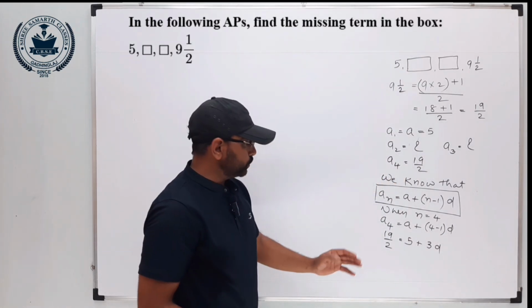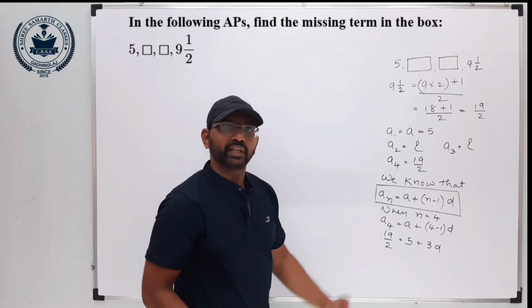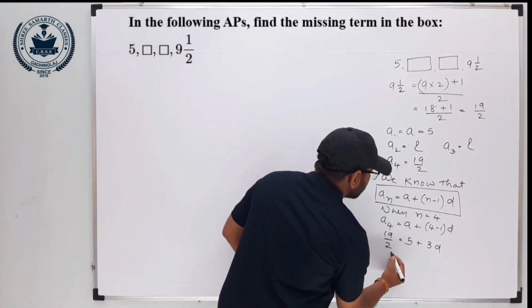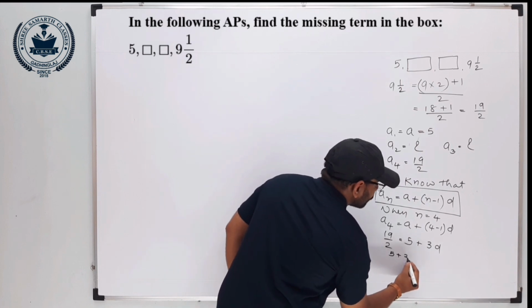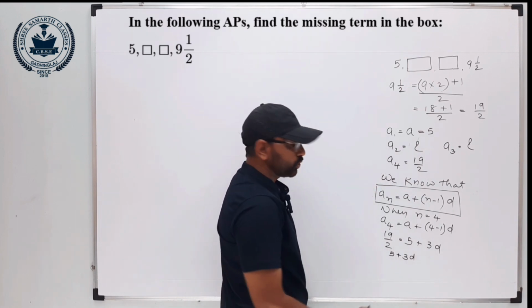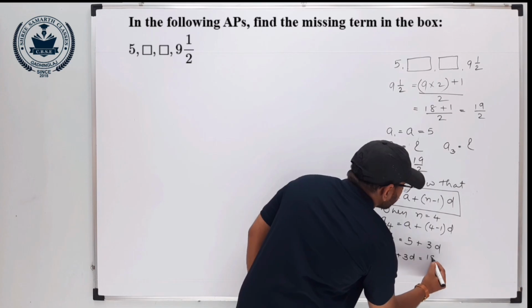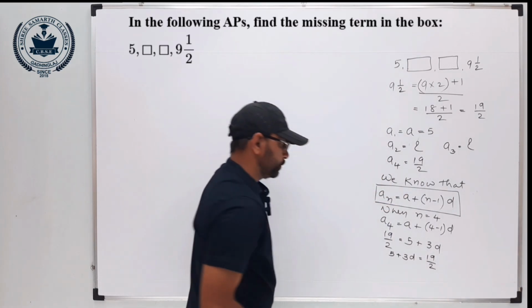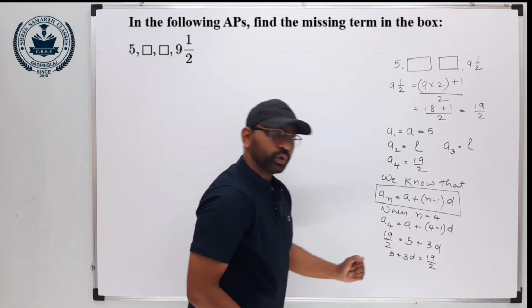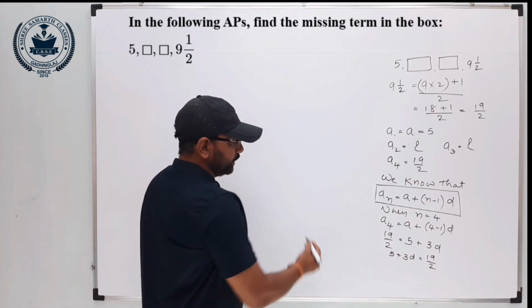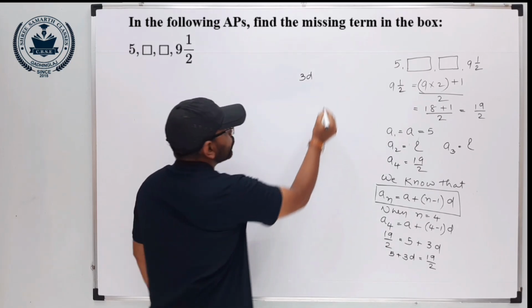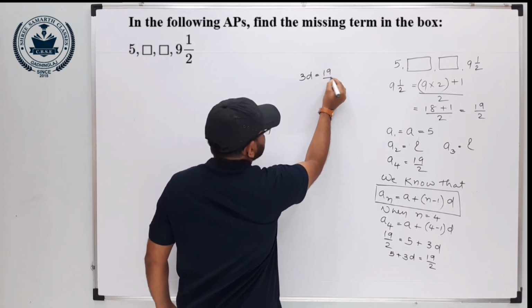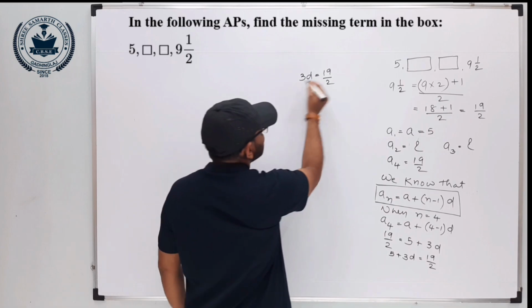Now I will rearrange the terms and then solve it. What is that? 5 plus 3d is equal to how much? 19 upon 2. Now I will transpose the terms to the right hand side. So what do we get? 3d is equal to 19 upon 2 minus 5.